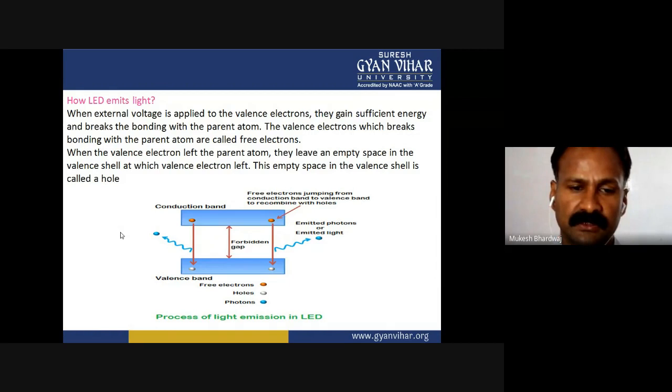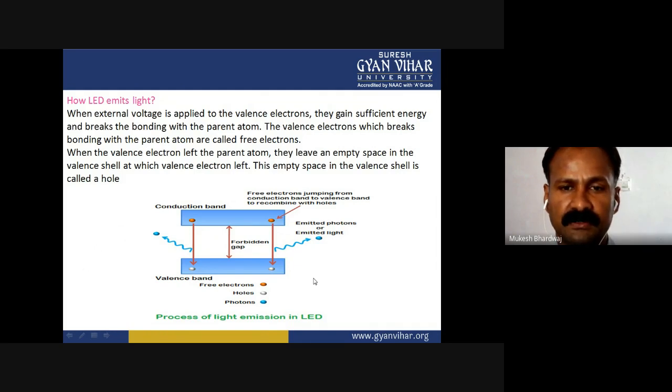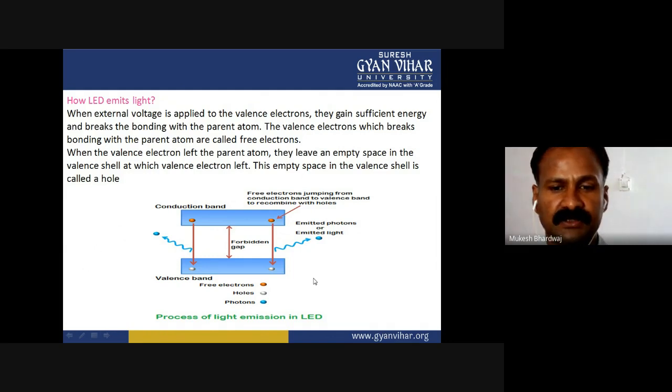So this is the energy band diagram for the LED, the light emitting diode. The conduction band and the valence band are shown to you. The recombination process takes place, and as the recombination process takes place, a photon or emitted light is released in the form of energy. Okay, this is the process of light emission in an LED.